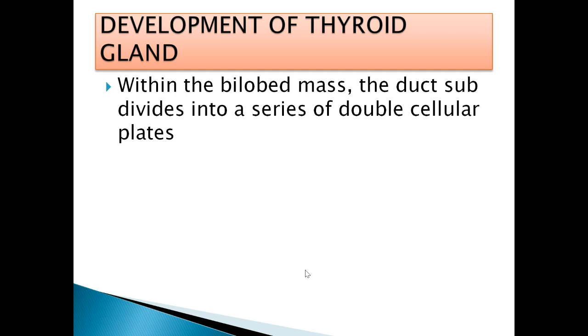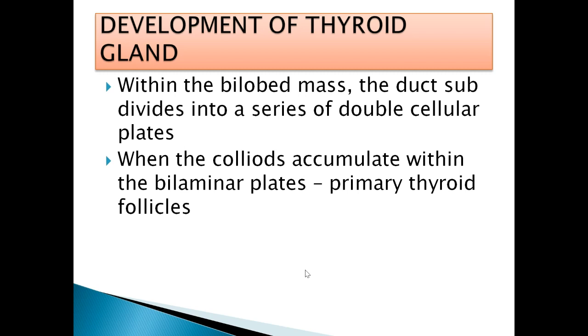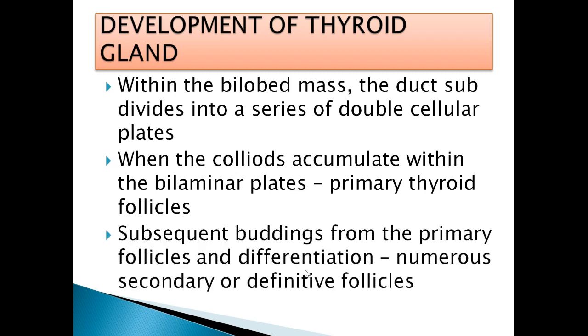Further development of the thyroid gland: within the bilobed mass, the duct subdivides into a series of double cellular plates. When the colloids accumulate within these bilaminar plates, then the primary thyroid follicles develop. Subsequent buddings from the primary follicles and differentiation will cause the numerous secondary and definitive follicles.